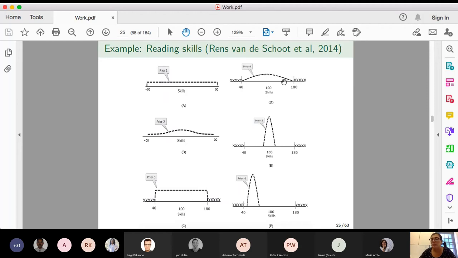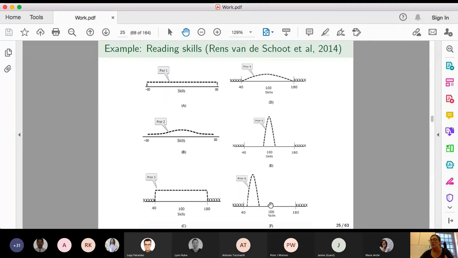Now in figure D, it is again bounded between 40 and 180, but values around 100, a score of 100, are more likely than others, but it still has a high variance. As you can see, this distribution is very spread over the range of possible values between 40 and 180. And now in figure E, we have a much more precise prior distribution, so the variance is small or the precision is high, because we see it's highly concentrated upon 100. So we know 100 is more or less the average for reading skills, and we are very confident in this prior information that we have.